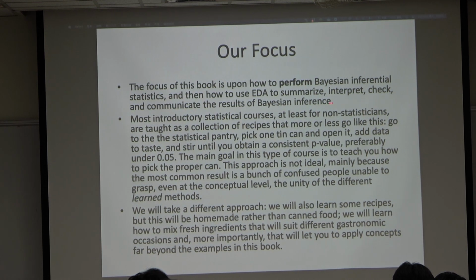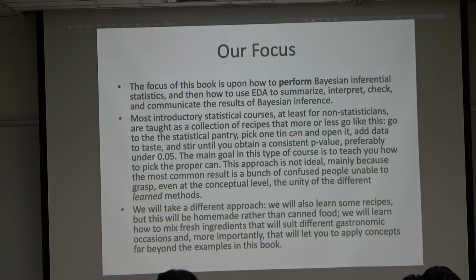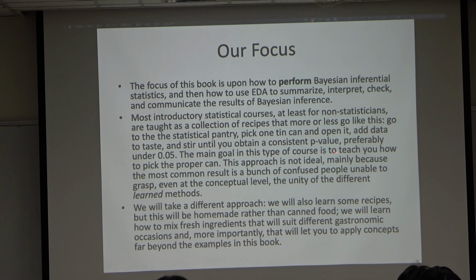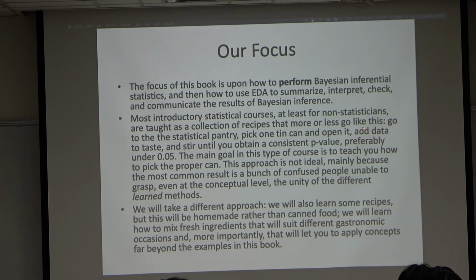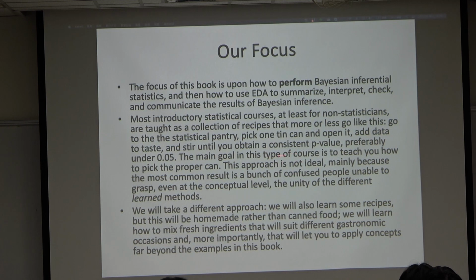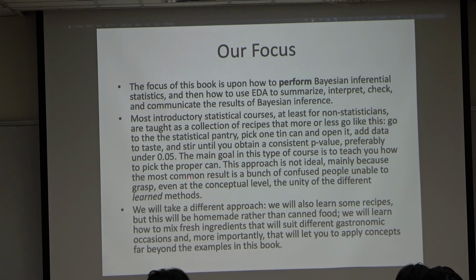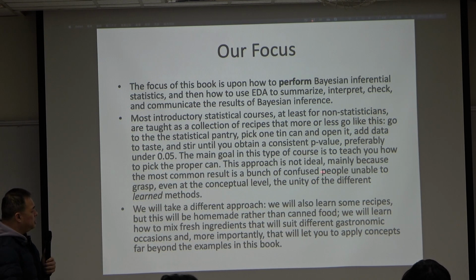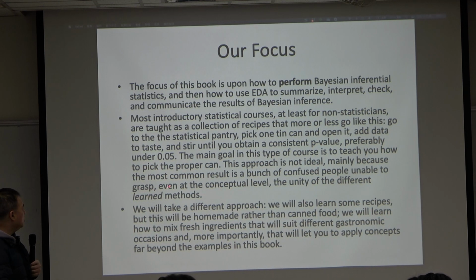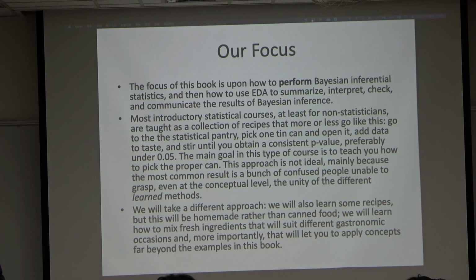For a traditional statistics course, they basically teach a collection of recipes. They go to the statistical pantry, pick one tin can, open it, add data to taste and stir it until you obtain a consistent p-value under 0.05. So the main goal of traditional statistics is to teach you how to pick the proper method, the proper can. This approach is not ideal because the most common result is that you leave a lot of confused people, unable to grasp the concept of the different methods.